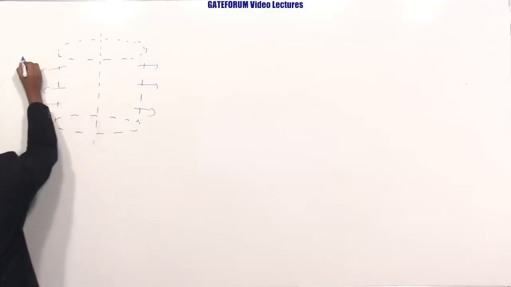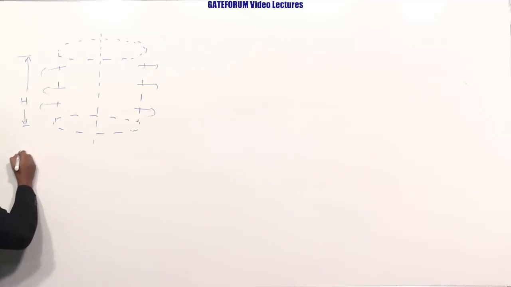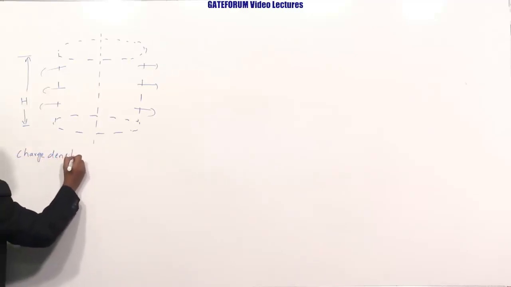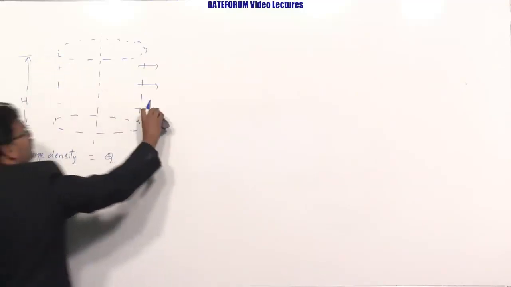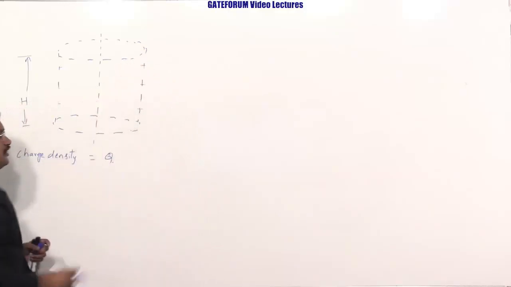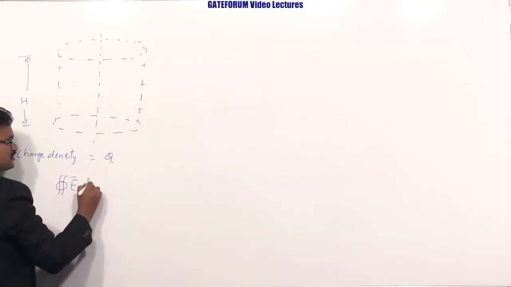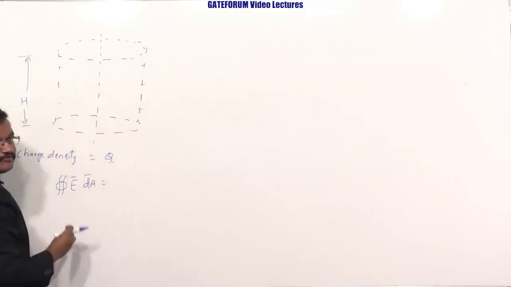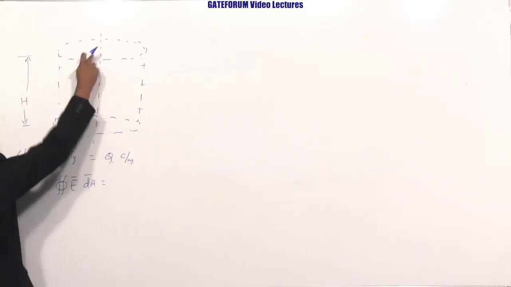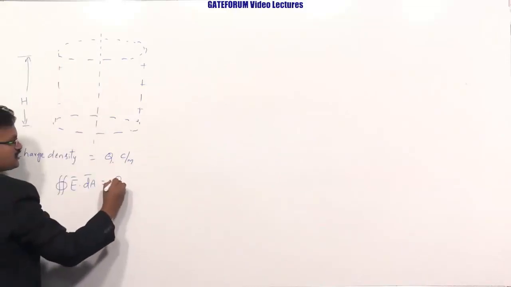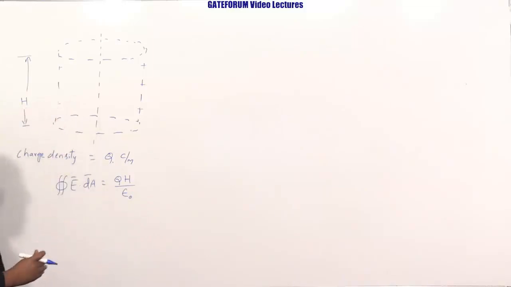So let us consider the height of the cylinder is h, and the charge density they have given is Q. Now they are asking to determine the flux through the quarter part of the cylinder. We know that the total flux leaving through this curved surface is equal to the total charge enclosed by this closed surface. The charge density is Q coulomb per meter and its height is h, so the total charge enclosed is Q into h, divided by epsilon naught. This is the total flux leaving through the surface of the cylinder.